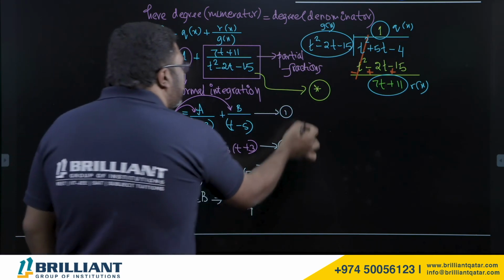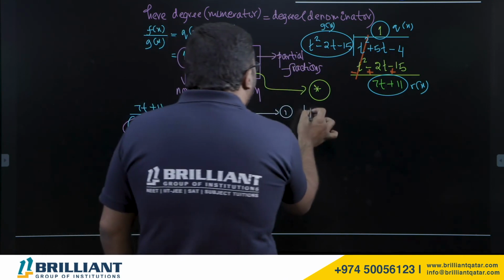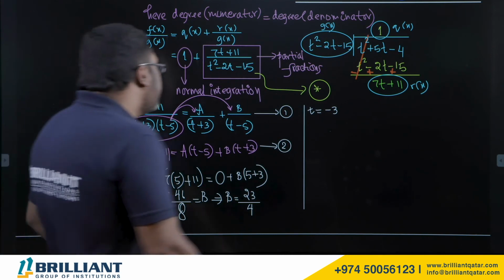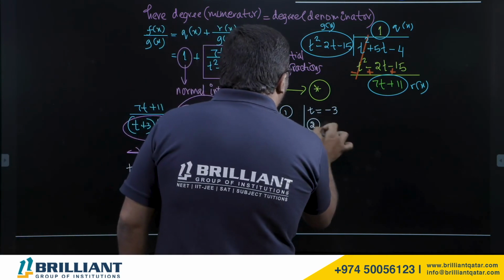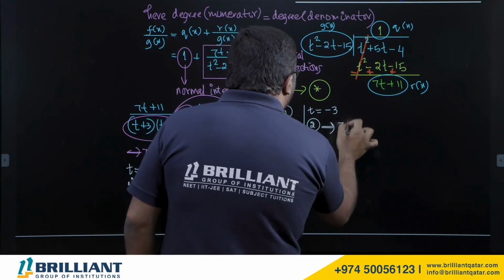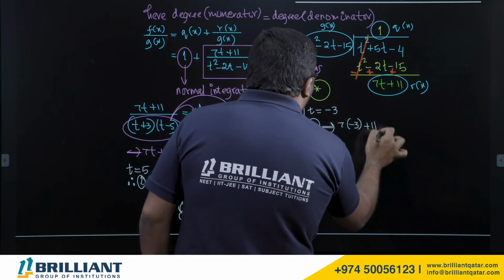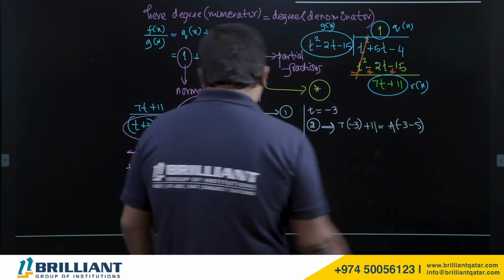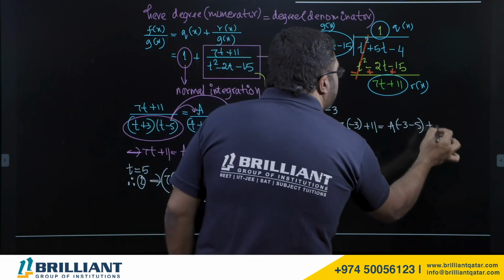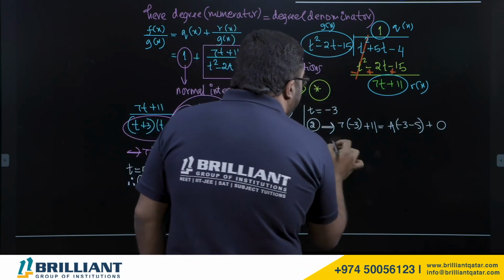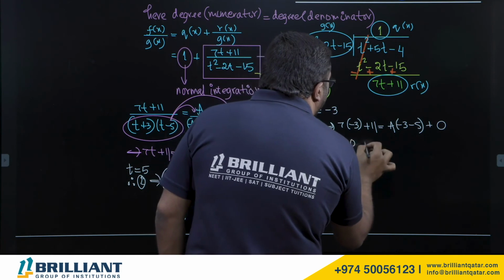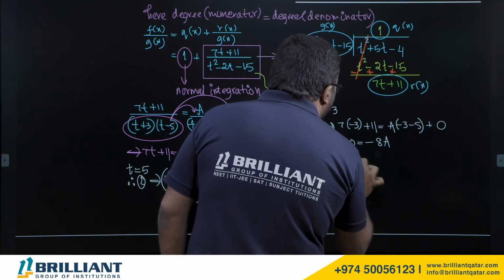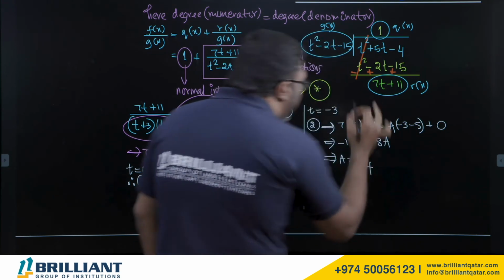Again, look at the next factor. t is equal to negative 3 makes it 0. So equation number 2 again implies 7 into negative 3 plus 11 is equal to A into (negative 3 minus 5) plus 0. That is minus 21 plus 11, which is minus 10. Minus 10 is equal to minus 8A. That implies A is equal to 5 by 4.